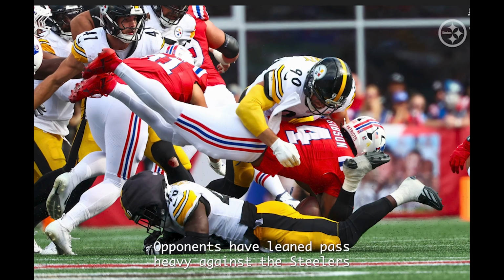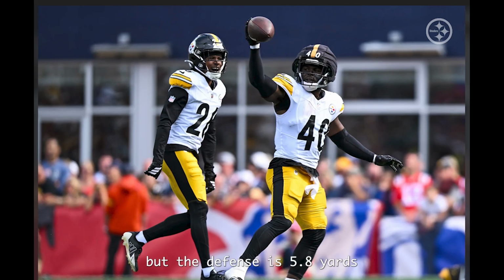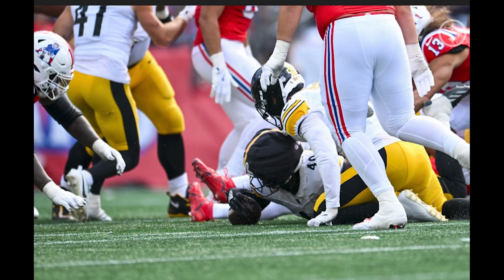Opponents have leaned pass-heavy against the Steelers, with a 61.0% pass rate, but the defense's 5.8 yards per pass play and 4.1 yards per rush reflect disciplined coverage and balanced gap control that rarely yield explosive gains.